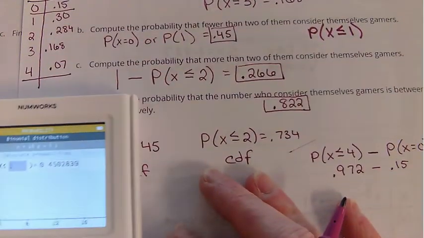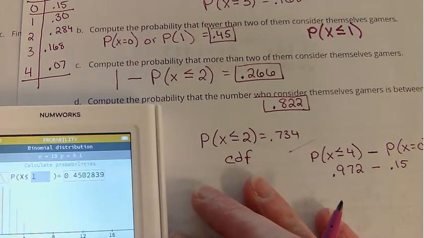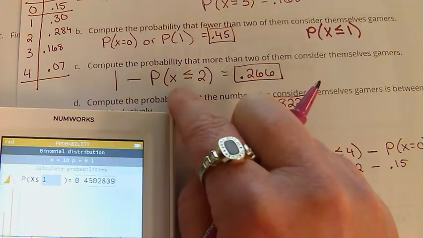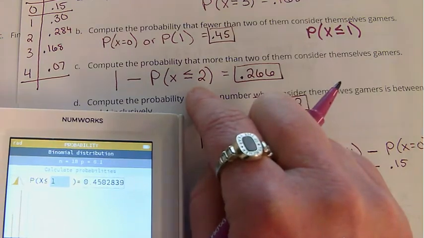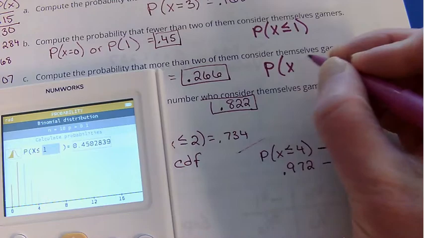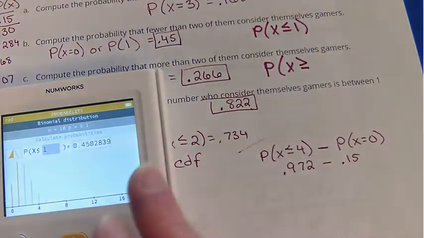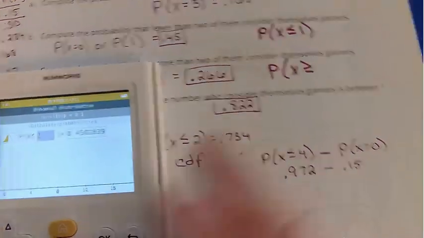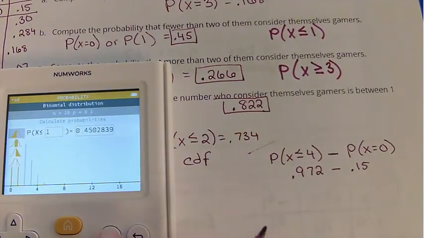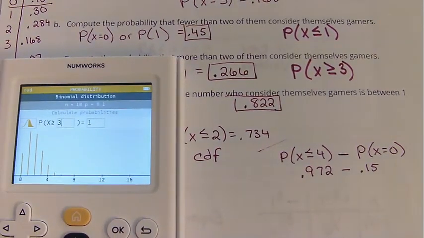Compute the probability that more than 2 of them consider themselves gamers. Now, with the TI, you had to do 1 minus the probability of being less than or equal to 2. But in this one, you can actually do the probability of X being greater than or equal to, if I'm more than 2, that's going to be greater than or equal to 3. So let's see how that works. Greater than or equal to 3. 0.266. So it actually gives me the same answers.